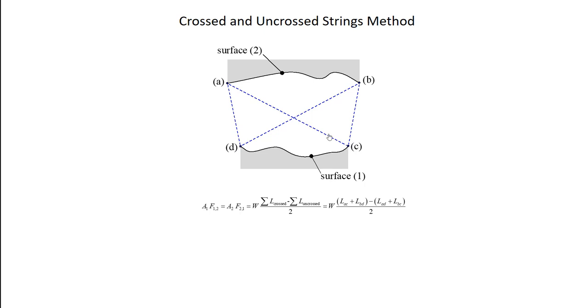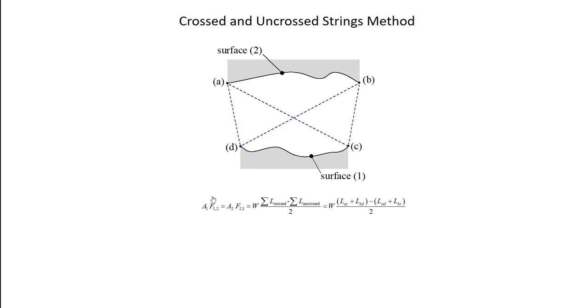And then there's another set of strings that go from the left edge of surface 2 to the right edge of surface 1, and then vice versa. Those two strings obviously cross, right? And so it's the length of these crossed and uncrossed strings that allow you to calculate the view factor, and of course that's where the technique gets its name from, the crossed and uncrossed strings method.